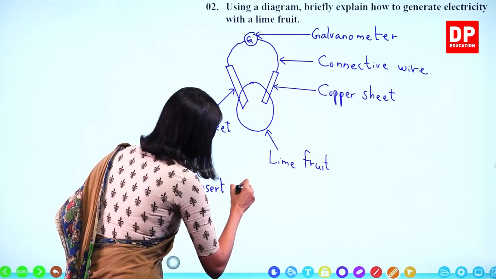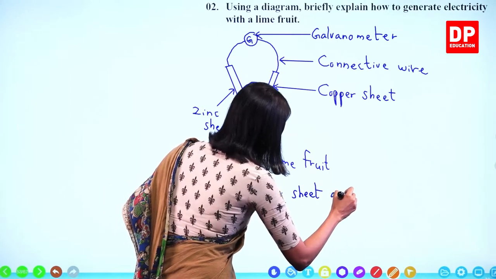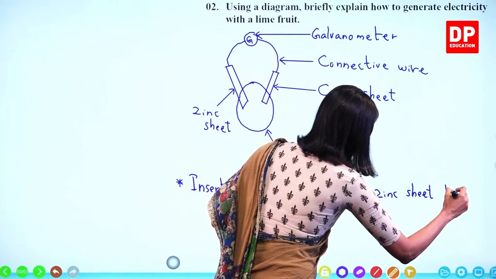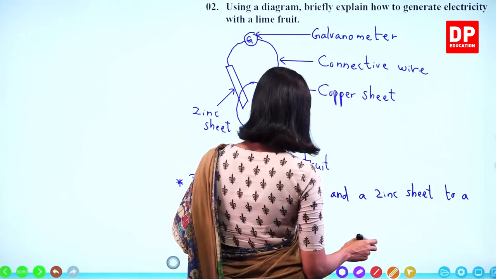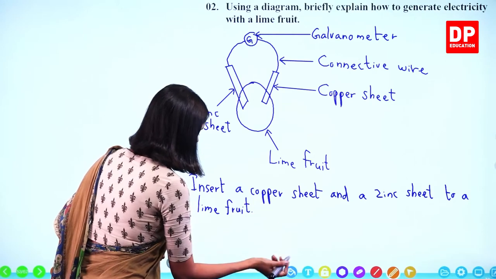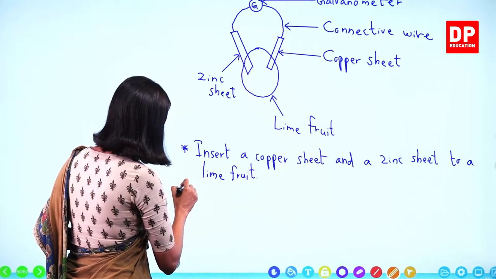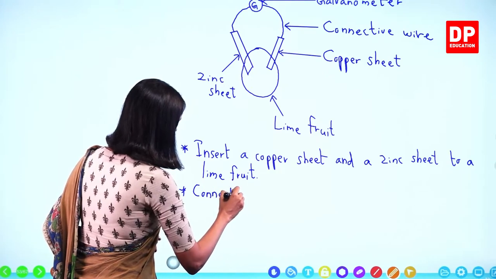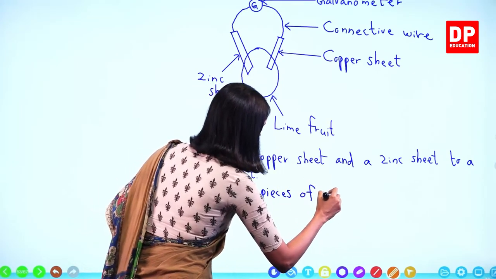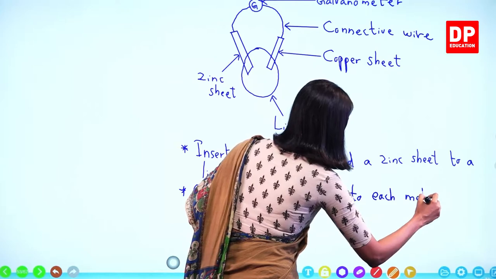Insert a copper sheet and a zinc sheet to a lime fruit. Then what do we have to do? Connect two pieces of wire to each metal sheet.